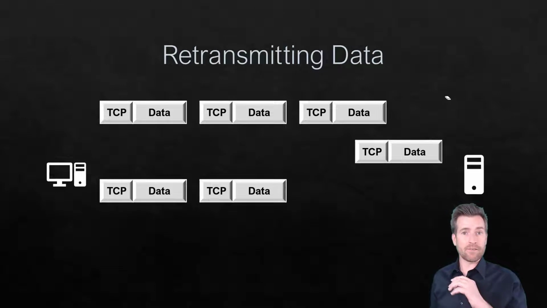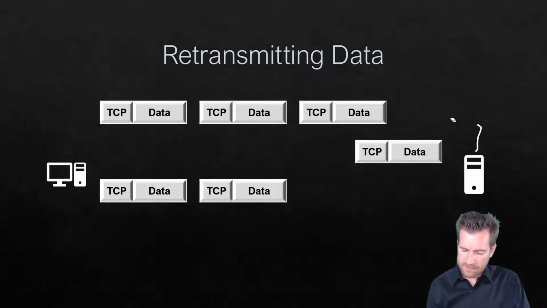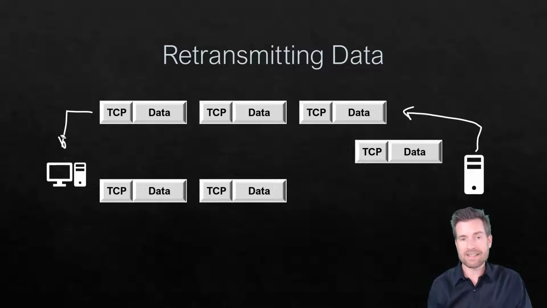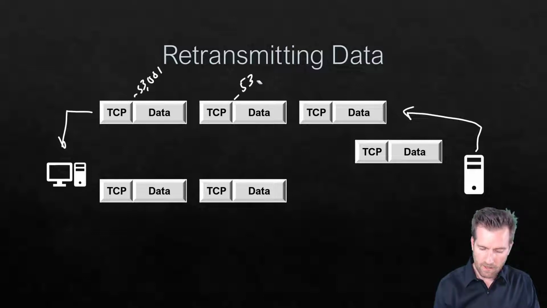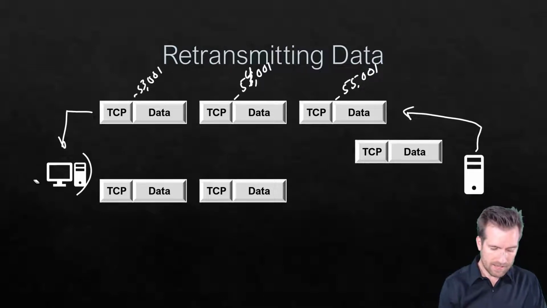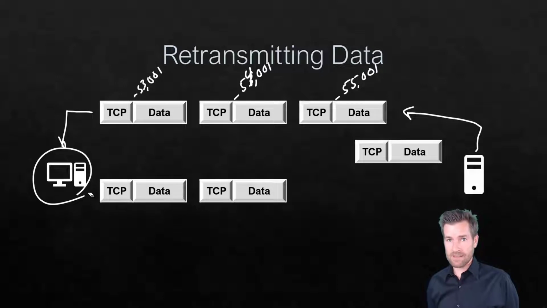Okay, so what happens if there are packets that are missing and something doesn't get transmitted? What happens and how does this get retransmitted? So this server is sending, it just got through finishing sending these three segments. And to use the same example that we've been using, the sequence numbers on these are 53,001, 54,001, and 55,001. This PC is expecting more, but doesn't hear anything. And so it starts wondering what's happening. How come I'm not receiving more information?